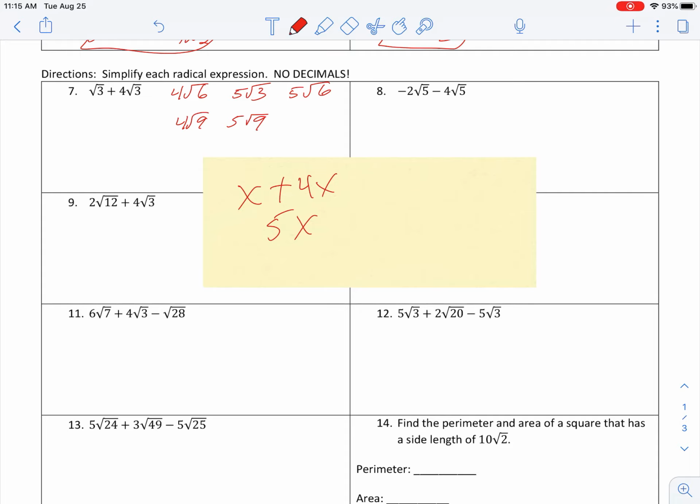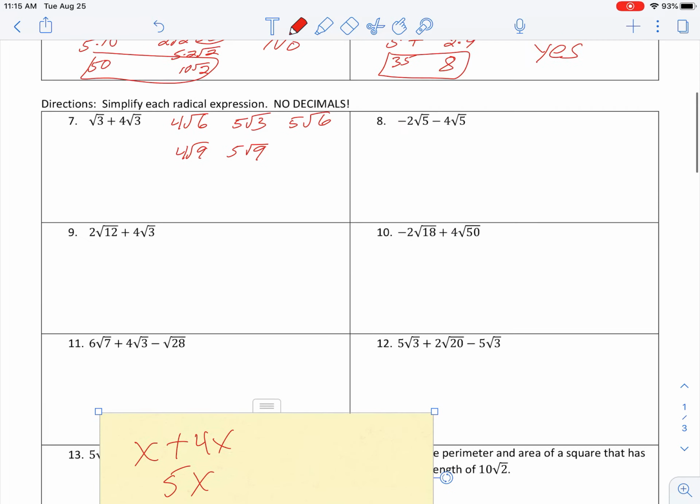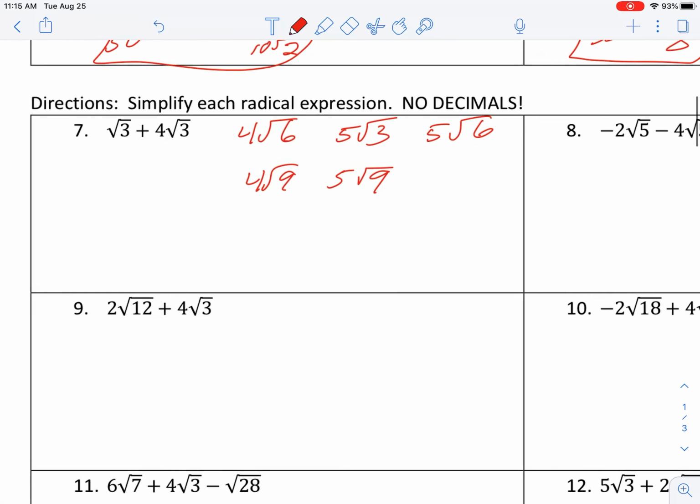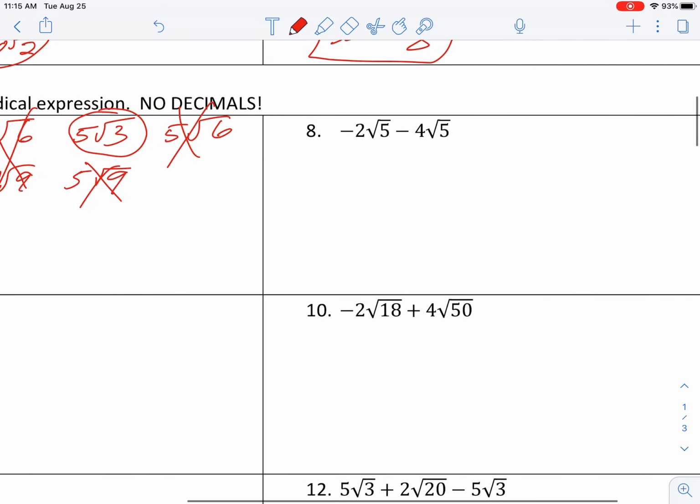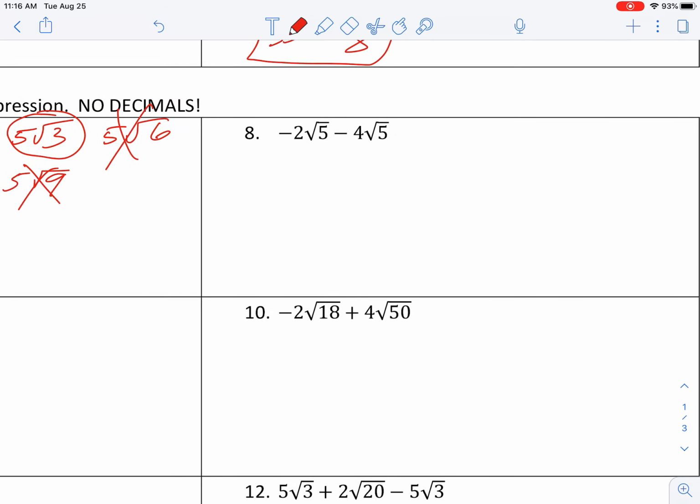So the same idea is happening with radicals. 1 root 3 plus 4 root 3, well, with that in mind, 1 root 3 plus you have 4 root 3's, that adds together to give you 5 root 3. So these are not correct answers. 5 root 3 is the correct answer, okay? Same thing's happening on example 8.